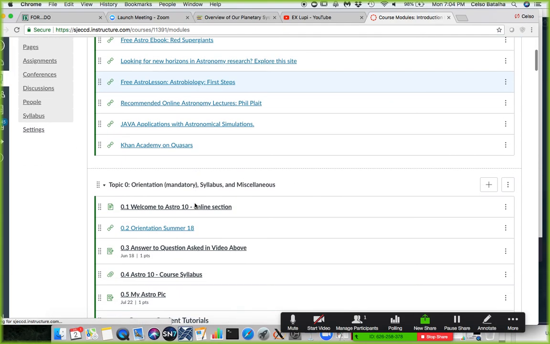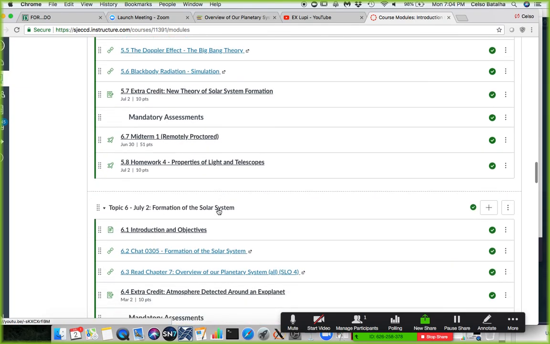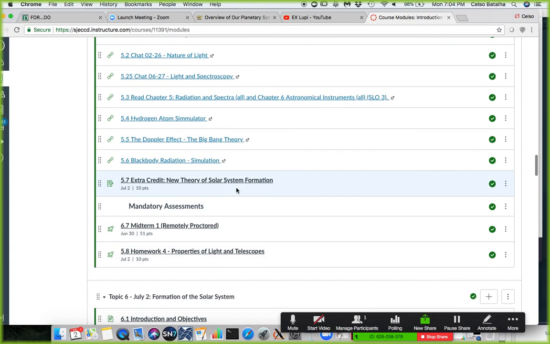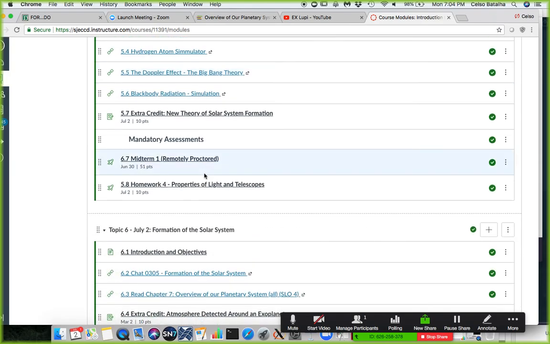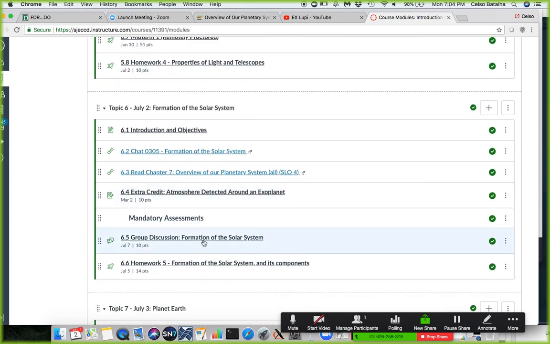We are in fact initiating our third week, and we are now focusing on formation of solar system, how not only our solar system was formed, but primarily how stars in general are formed. That is the main point of chapter 5, chapter 6. In fact, chapter 5 is more like light and telescopes, and chapter 6 is formation of solar system.